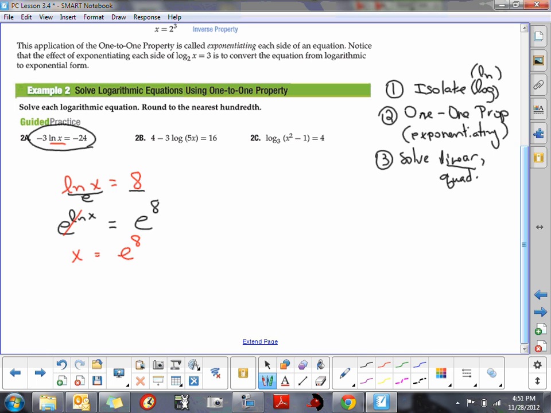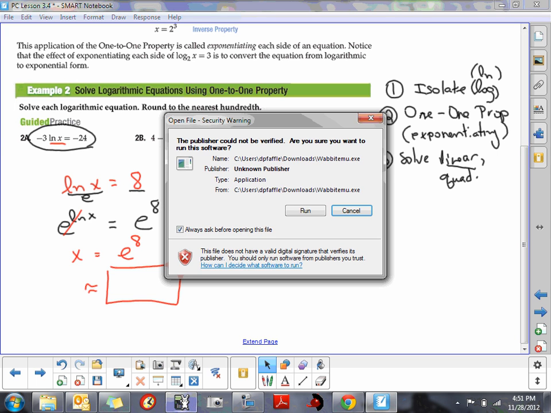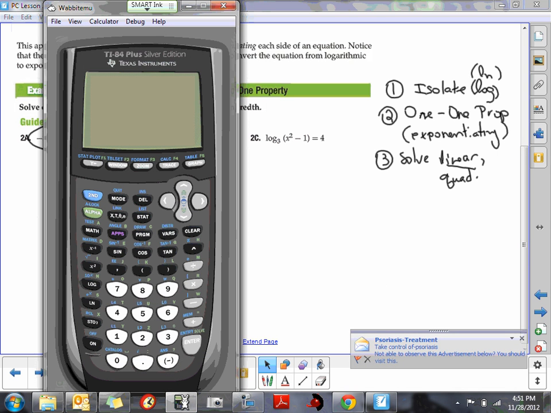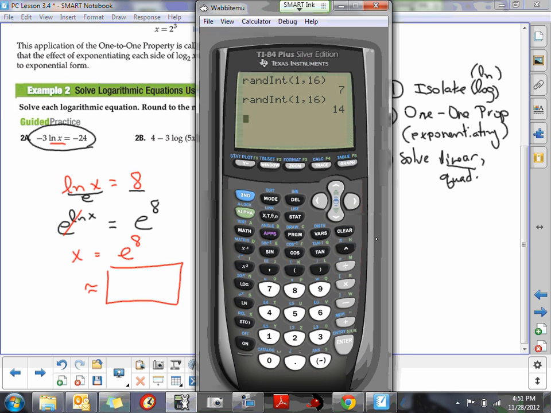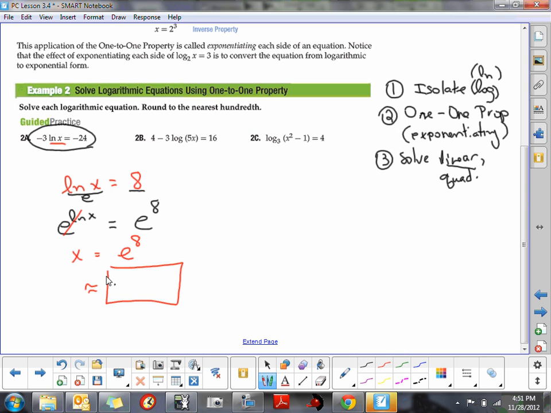Now you can take your calculator and get an approximation for that if you want to. Clear the screen, go second, e to the x, we want to raise e to the 8th power, and that means our answer is approximately 2,980.96. I think that is what I had on the board there.